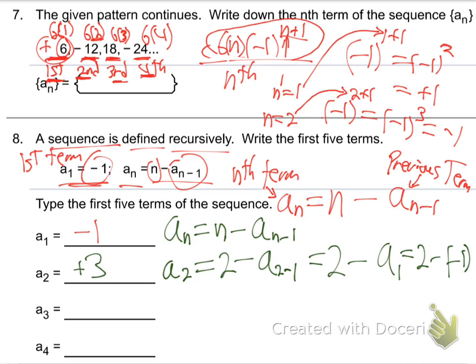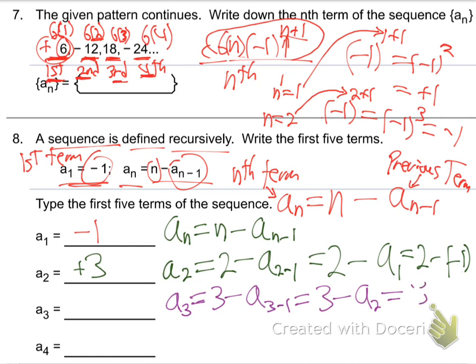So the next one, A sub 3. And then we level off. A sub 3. So just plug in 3 for n. Plug in 3 everywhere for n. We're going to get 3 minus A sub 3 minus 1, which is 3 minus A sub 2. See how that's the previous term? See how it's always calling us back to the previous term?